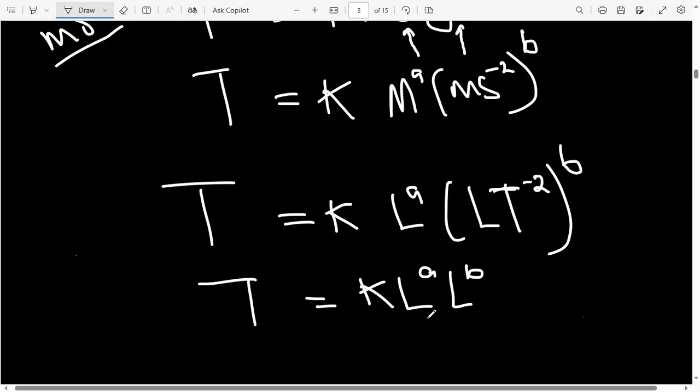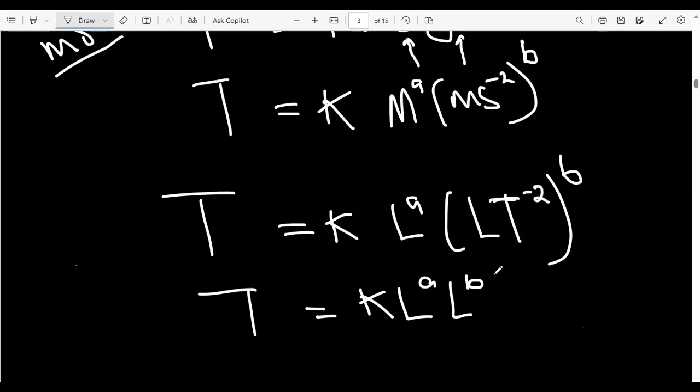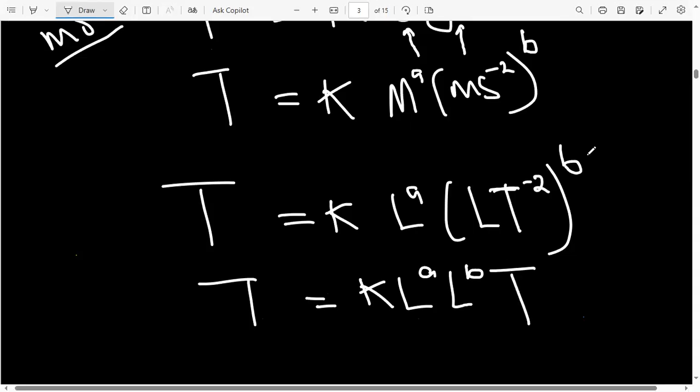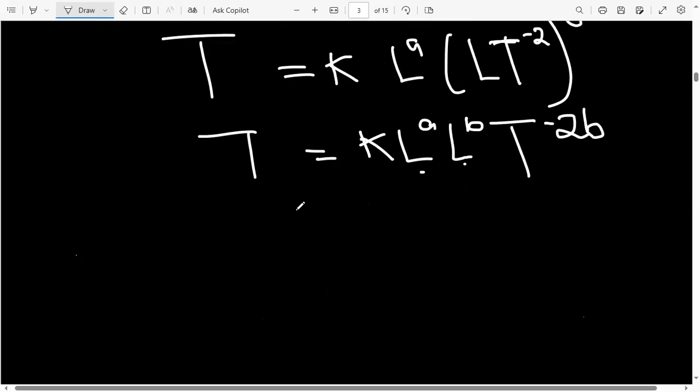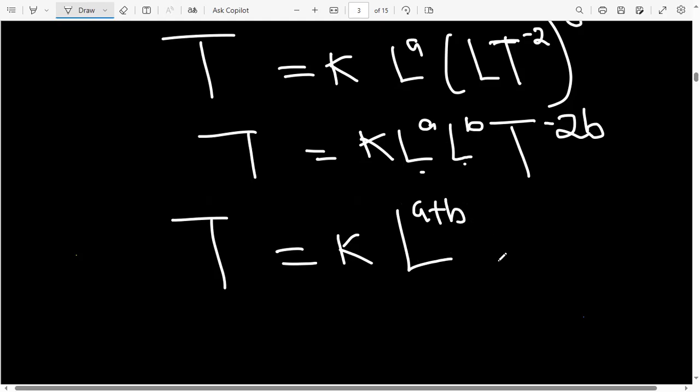And then it's T multiplied by this minus 2 multiplied by that b, so it will be minus 2b like that. So this is what we have, right? We know that L and L are the same base, so we can add their powers. So it will be k, and then L to the power a plus b, and then T to the power minus 2b. So this is what we have here.